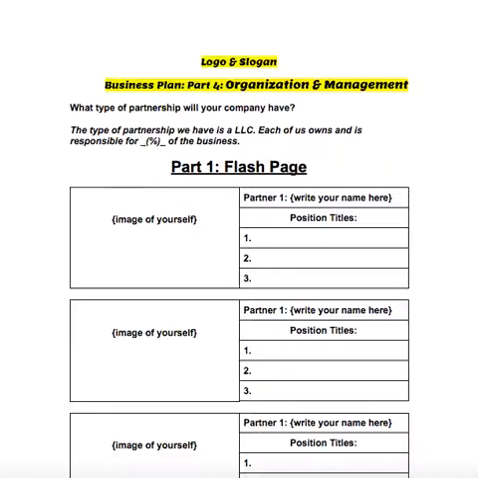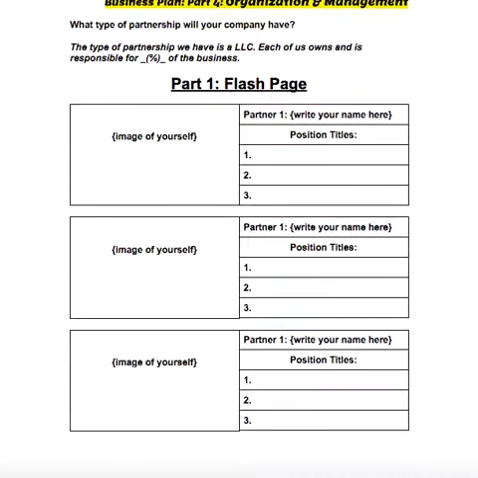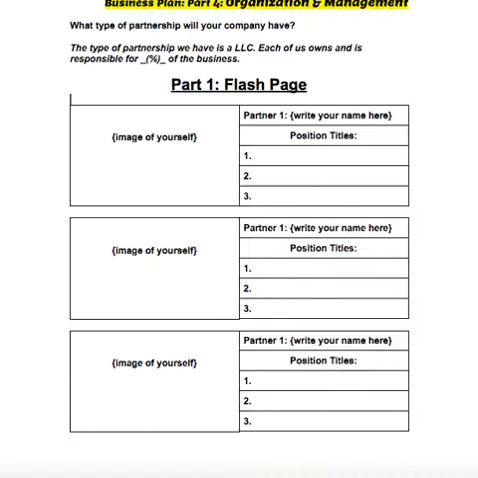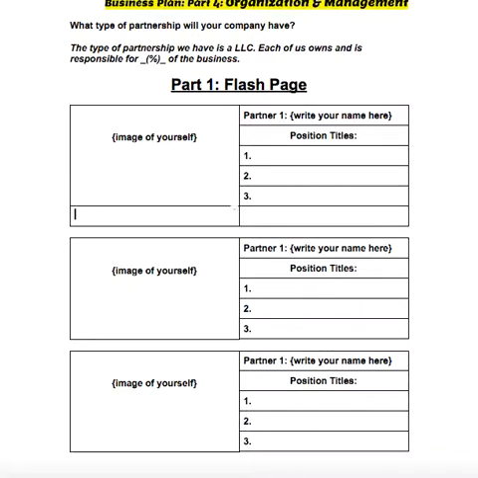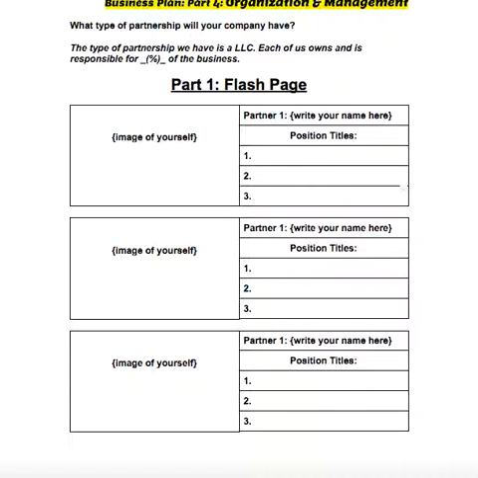Now, in this first part of the business plan you are going to have something called a flash page. A flash page is just a short little summary that has a picture of yourself with your name and then the position titles, all the things that you are responsible for. So if you need more than 3, you could just hit the tab button and you'd be able to add more that way. Now, what you need to do is find an image of yourself.